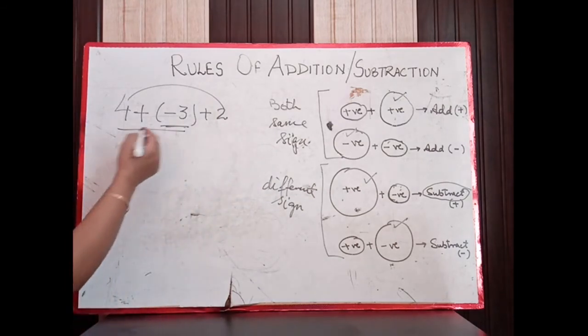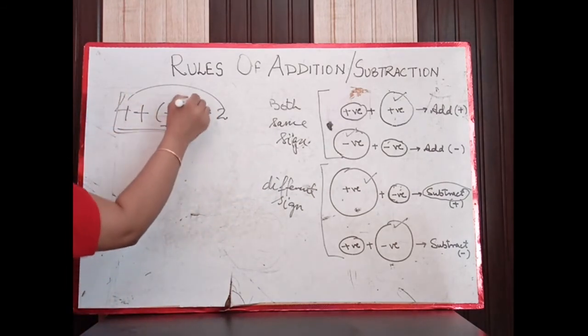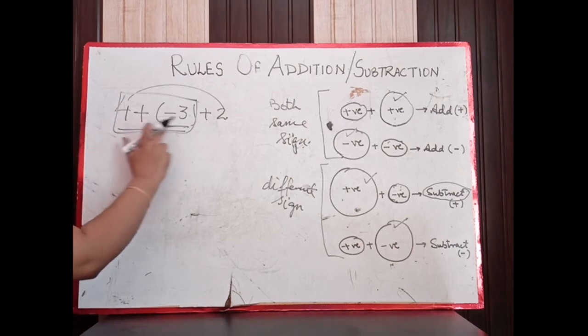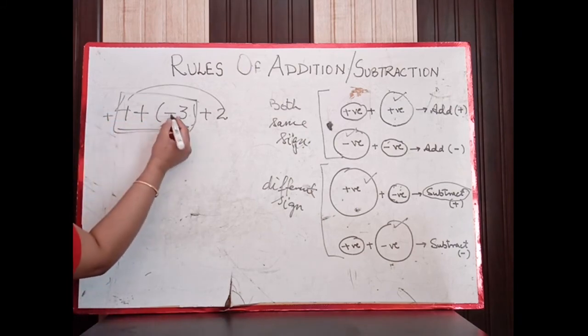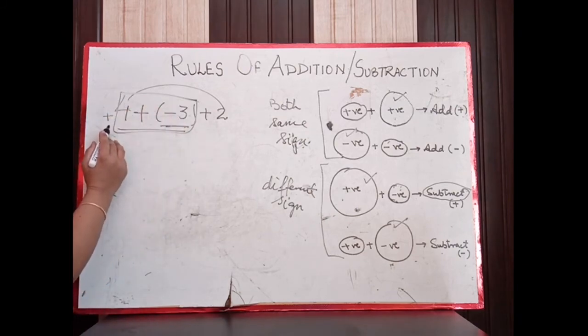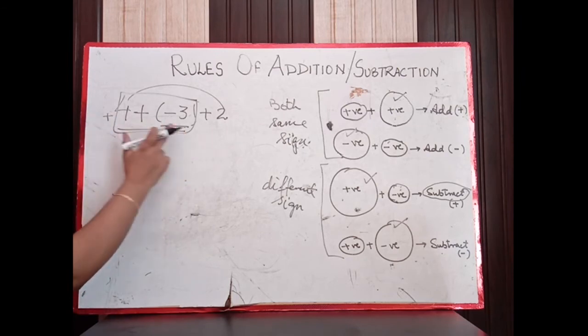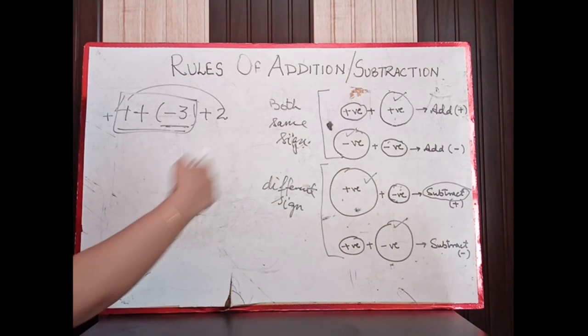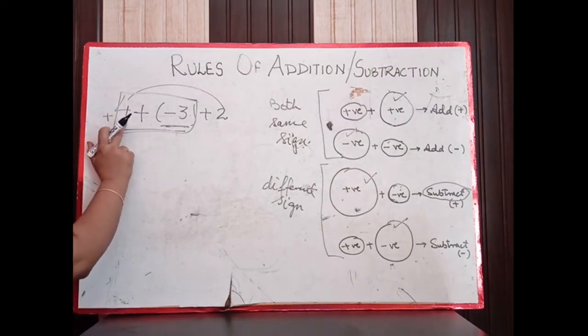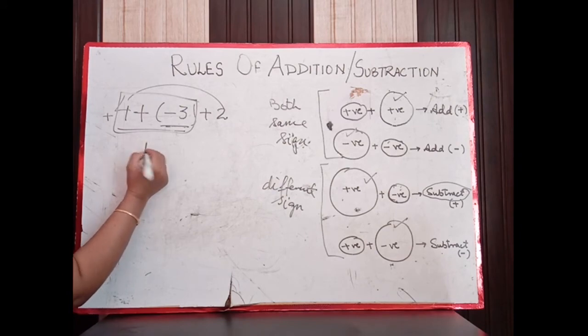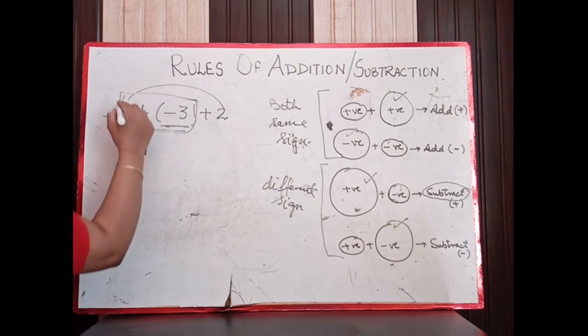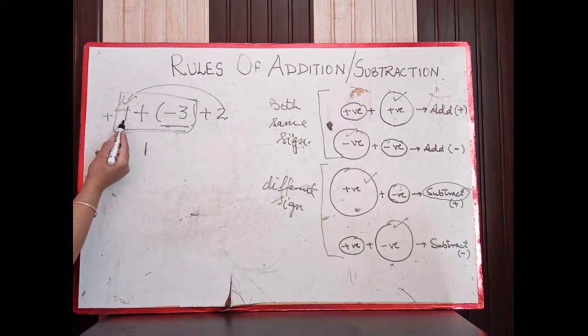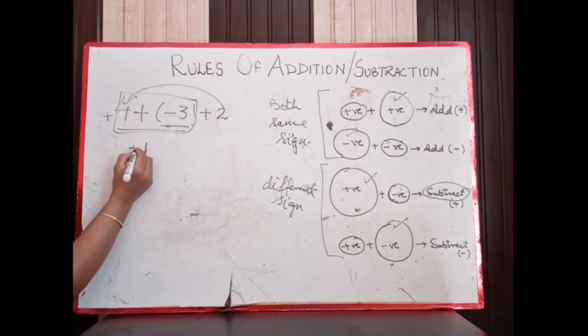Let's take an example. This is the question. 4 plus minus 3. So this is positive, this is negative. First positive, second negative. That means both are of different sign. So what we will do? We will subtract 4 and 3. When we subtract 3 from 4, we will get 1. 4 and 3, which is greater? 4 is greater. What is the sign of 4? Plus. So the answer will be positive.